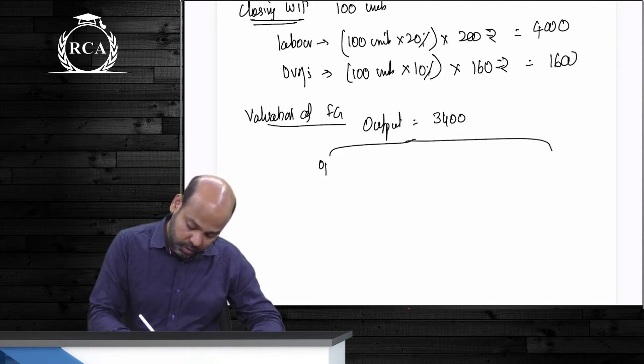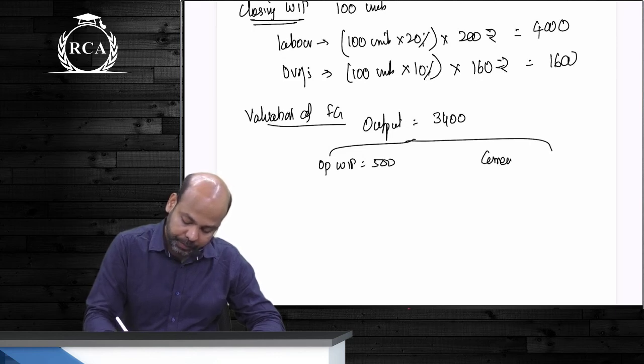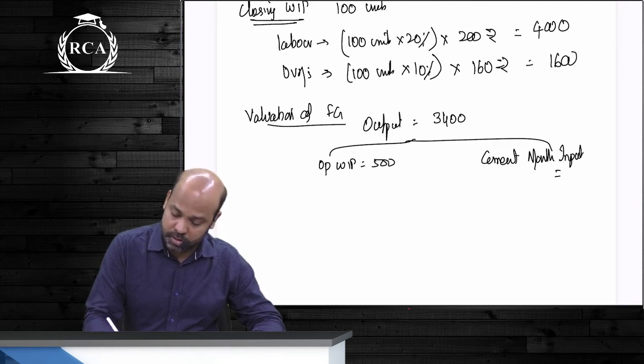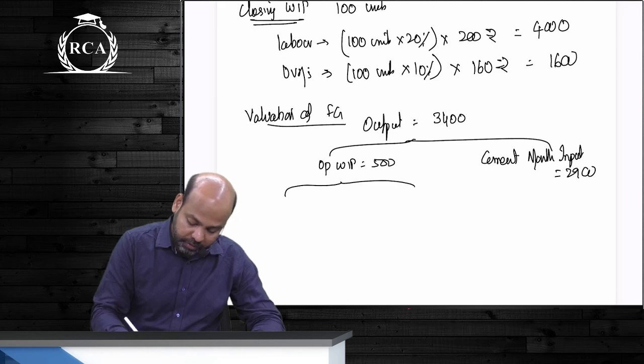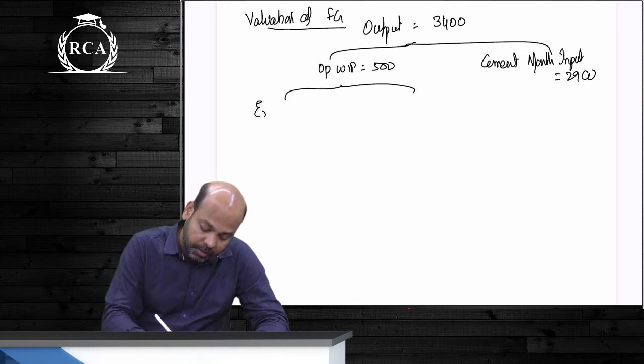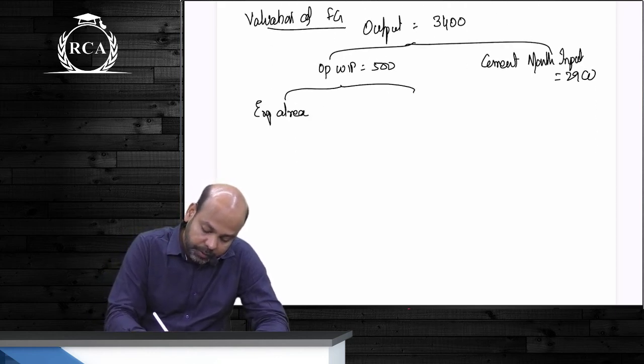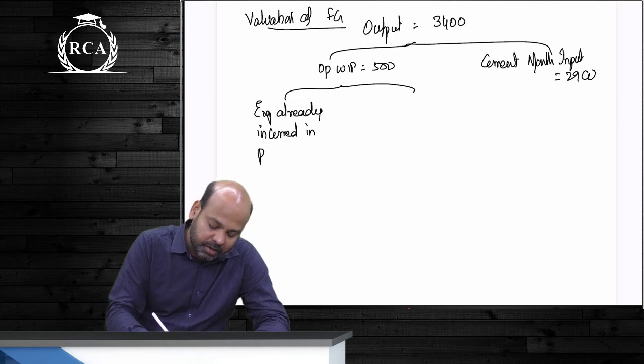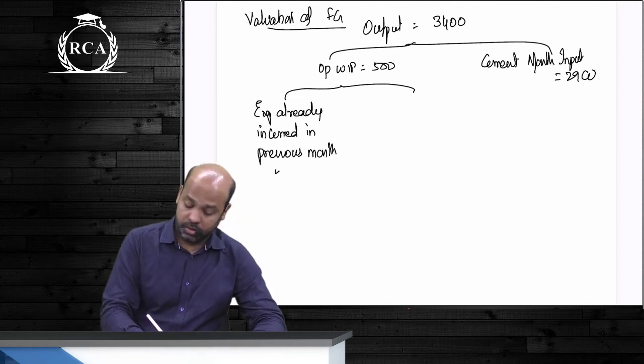What is that? Opening work in progress 500. Current month input 2000. Opening work in progress also two parts. What is the expenditure already incurred in previous month? Expenditure already incurred in previous month, beta, is nothing but the value of opening work in progress. How much is that, beta? 2,70,000.